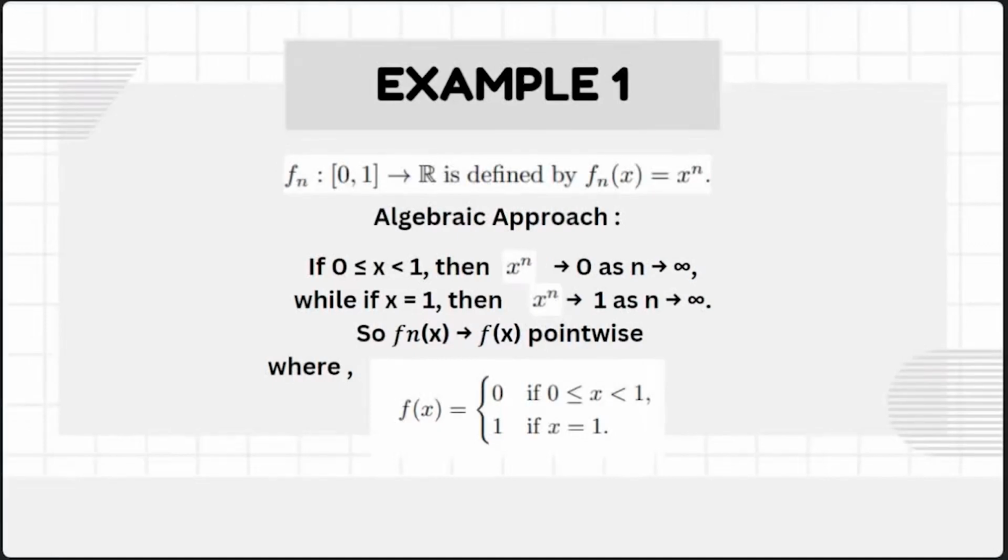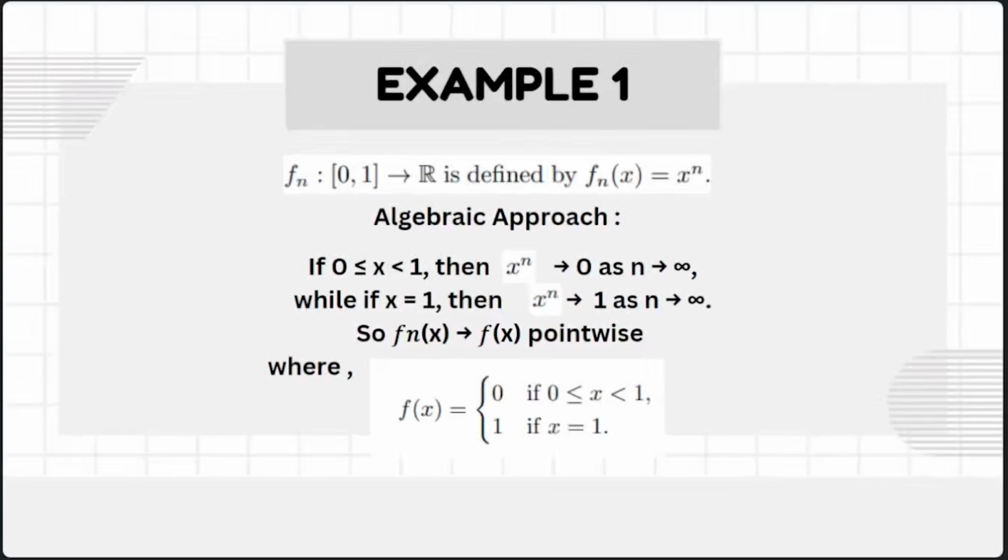Now let us take some examples. I have taken the first example and defined fn in such a way that the domain is the closed interval 0 to 1 to R, and fn(x) is given by x raised to n. Algebraically, if x belongs to [0,1), then x raised to n becomes a geometric series which converges to 0 as n tends to infinity, because the ratio is less than 1. And for x equal to 1, x raised to n tends to 1, as x^n is a constant sequence 1.